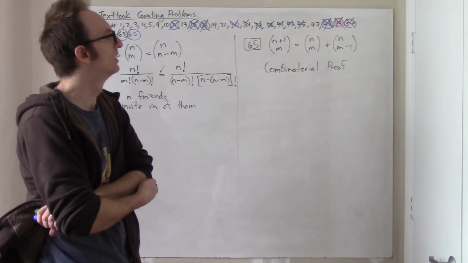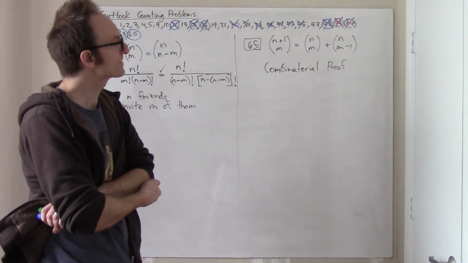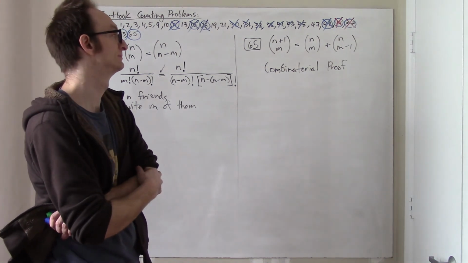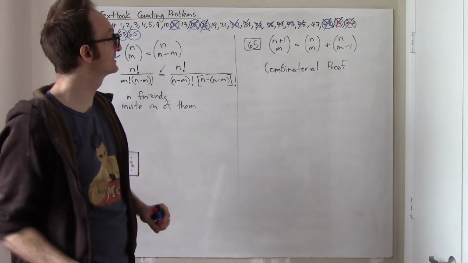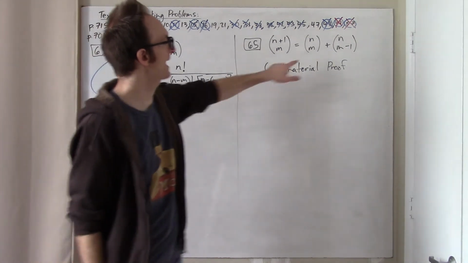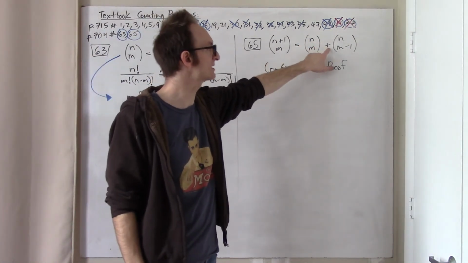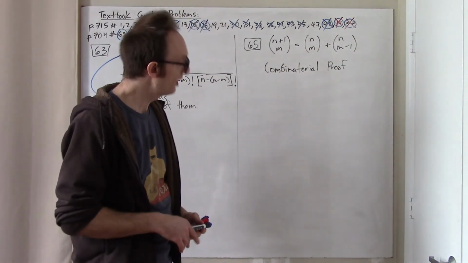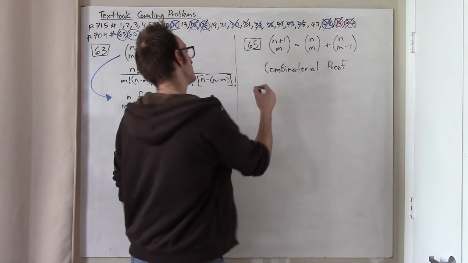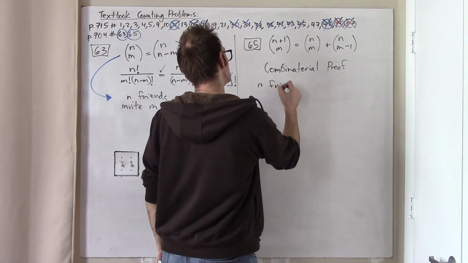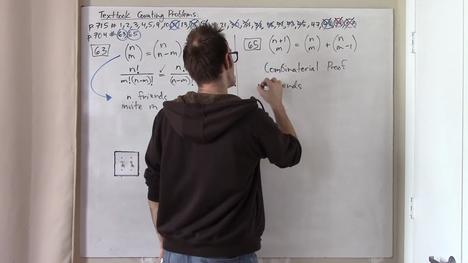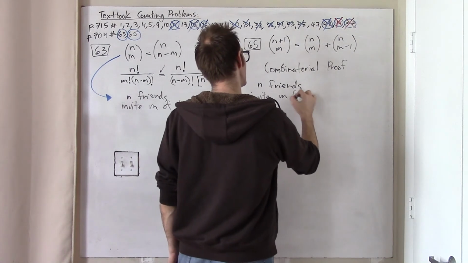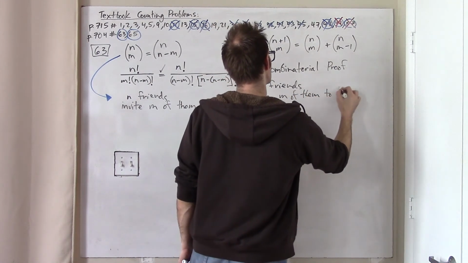Why is this true? Somehow, given n plus 1 objects, and I want to pick m of them, the number of ways is the same as the number of ways of choosing m objects from a set of n objects, plus the number of ways of choosing m minus 1 objects from a set of n objects. Okay, well let's follow up on the previous story. I have n friends, and I'm going to invite m of them to the birthday party.